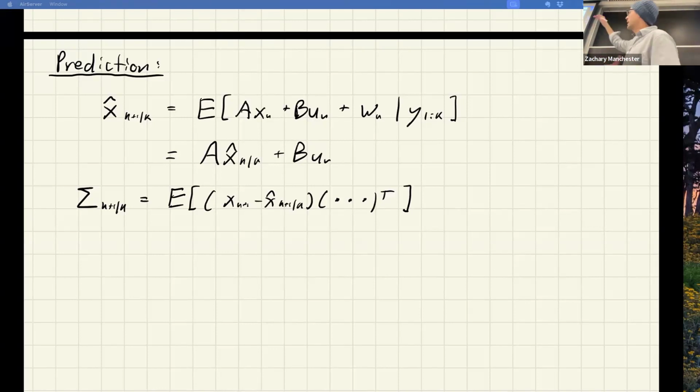Okay, so now same story. I'm just going to plug the dynamics in here. So this is the expectation. And now I'm going to plug the dynamics in on that x_{k+1} and on the x hat. And so I'm going to get the following.